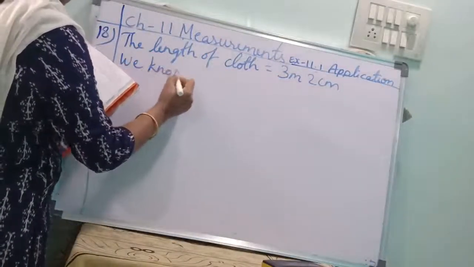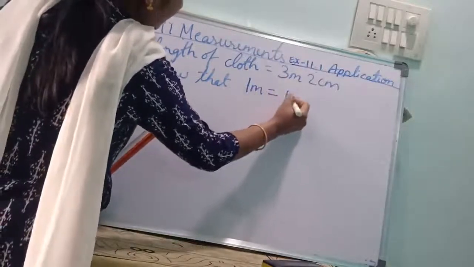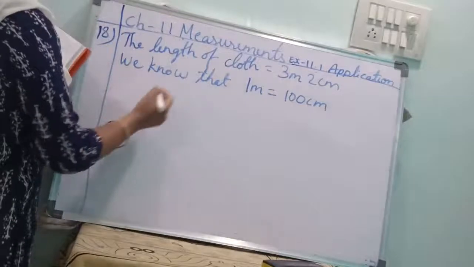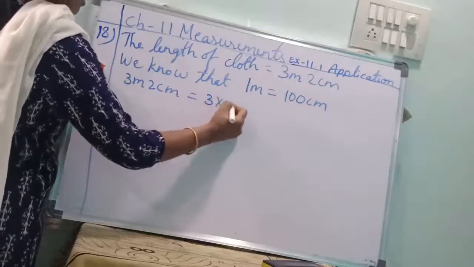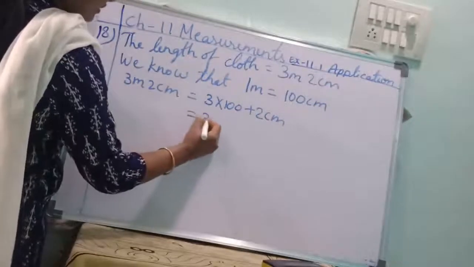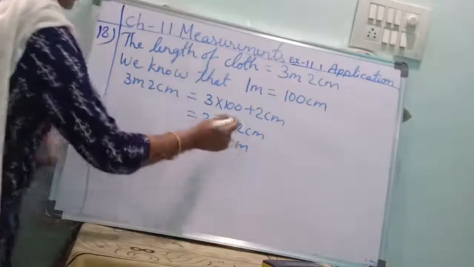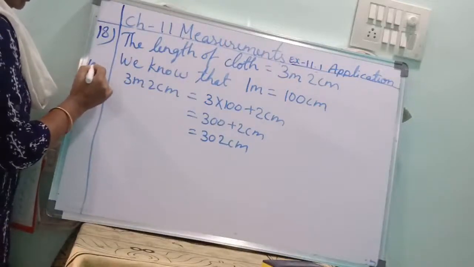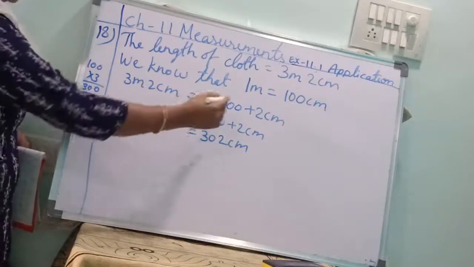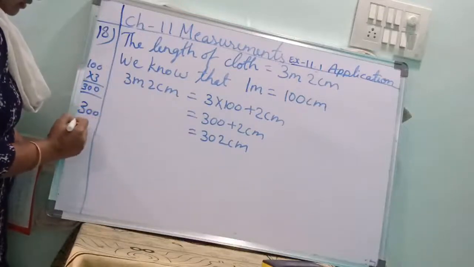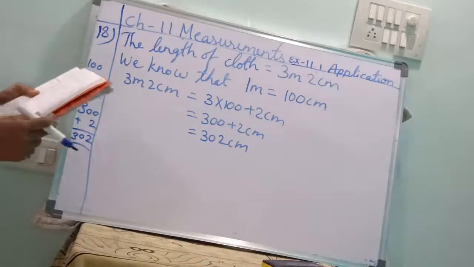The length of cloth is 3 meters 2 centimeters. You should convert this into centimeters. We know 1 meter is equal to 100 centimeters. Then 3 meters 2 centimeters is equal to 3 into 100 plus 2 centimeters, 300 plus 2, which is 302 centimeters. Understood?